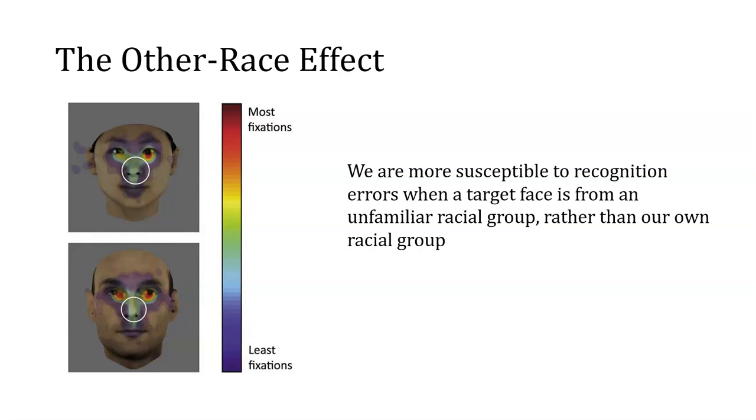The reason why most of us are susceptible to the other race effect is because we're typically more exposed to faces of the same racial backgrounds as our own. We have more experience to distinguish faces within our own race. Therefore, we're better at it.